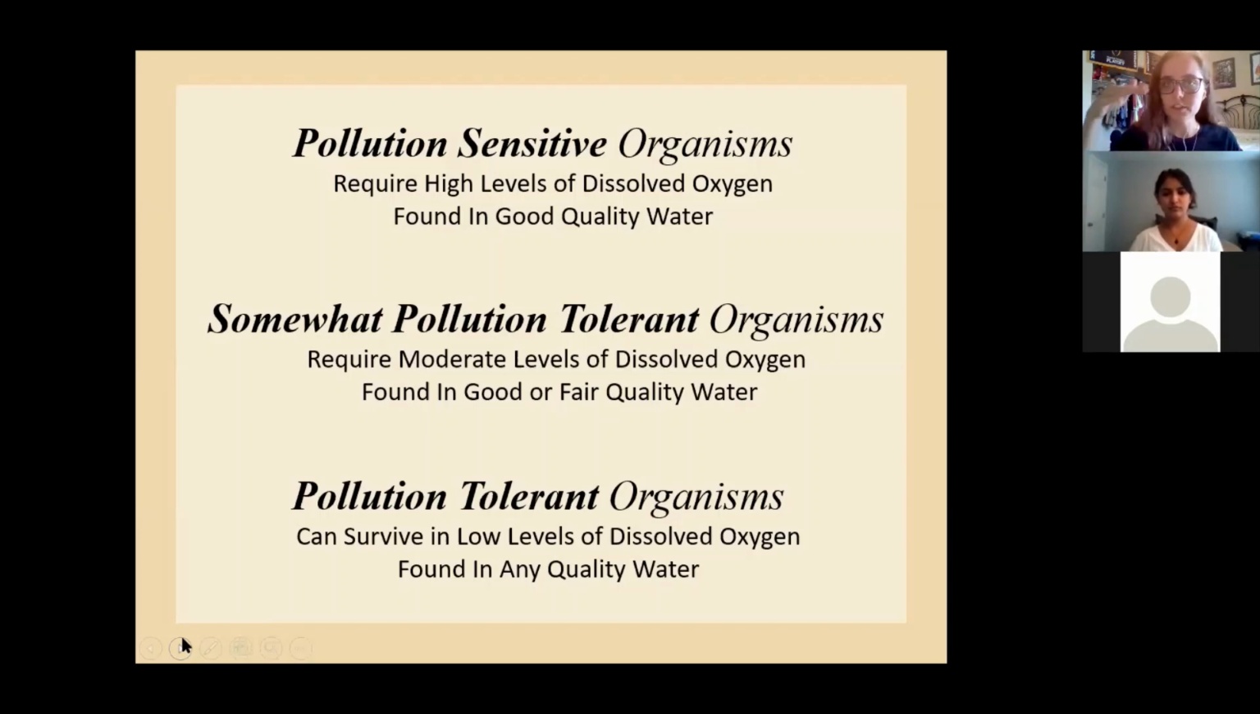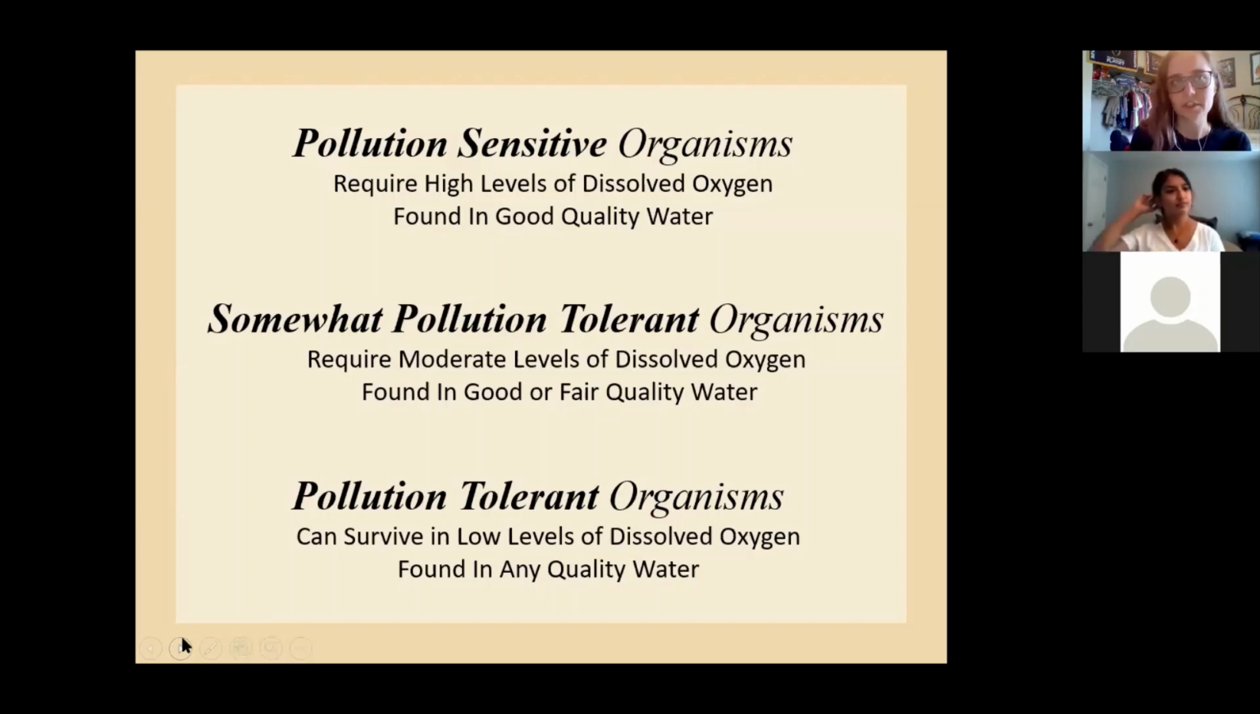So we have pollution sensitive organisms where you need really great water quality. They can't really handle a lot of pollution. They're, of course, as it says, very sensitive to that. They need higher levels of dissolved oxygen, so you're only going to find them in high quality streams versus somewhat pollution tolerant and then pollution tolerant organisms.